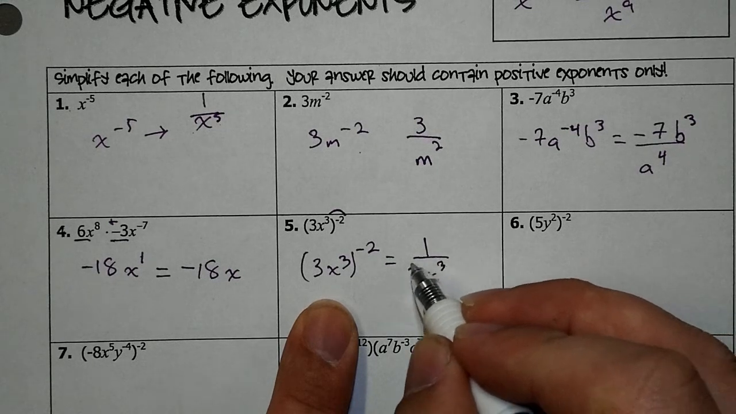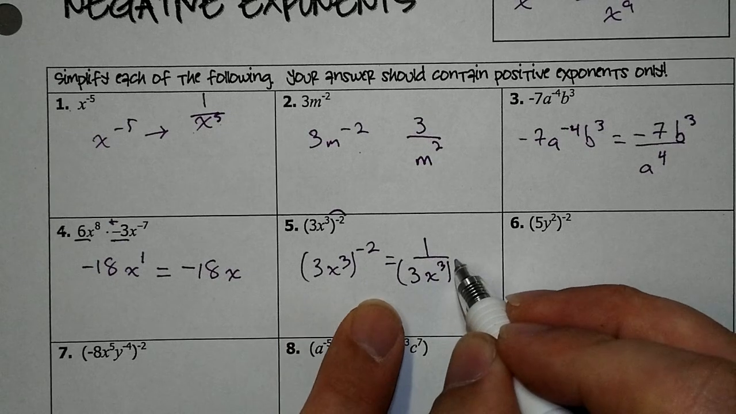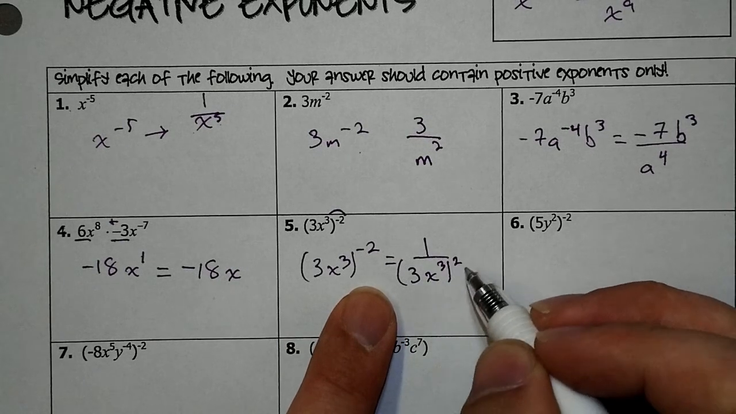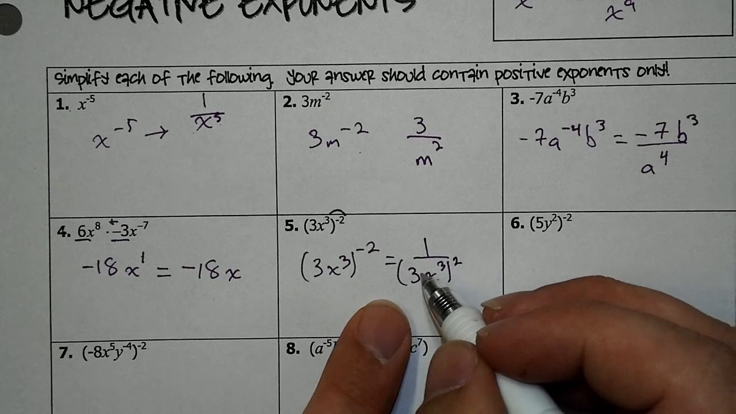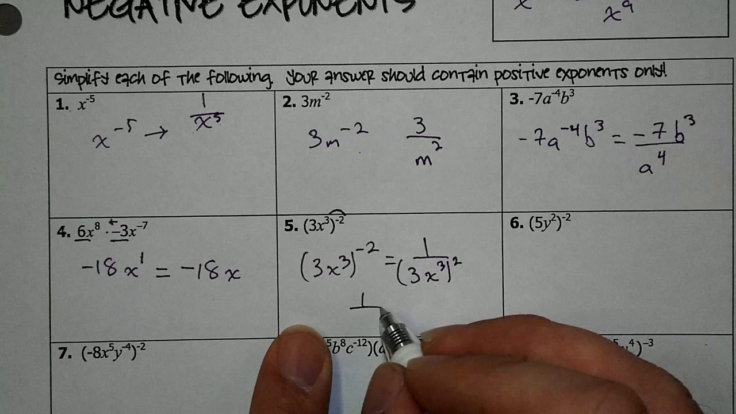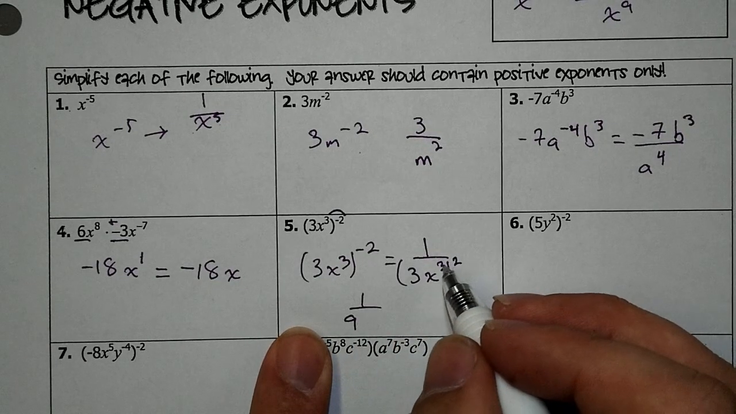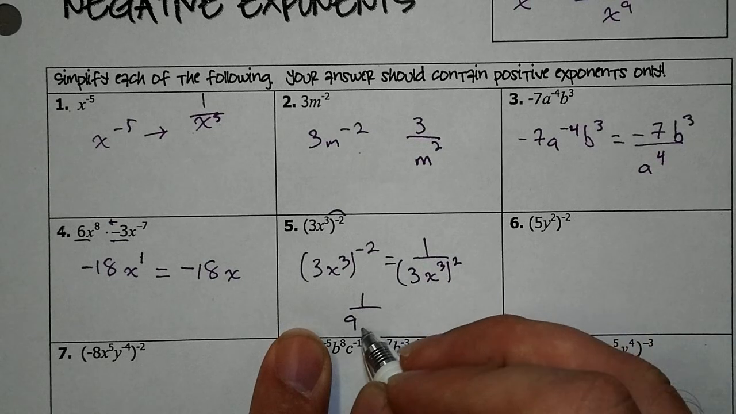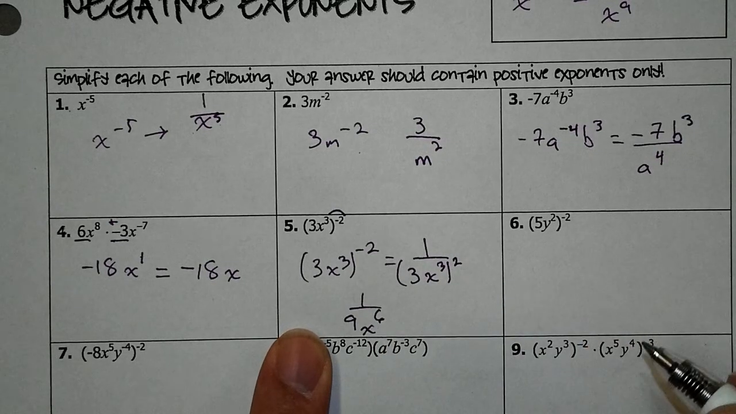3x to the third. And now that it's on the bottom, we can change it to positive 2, and we just multiply it out. 3 squared is 9, so 1 over 9. X to the third raised to the second. 3 times 2 is 6, so it's x to the 6th.